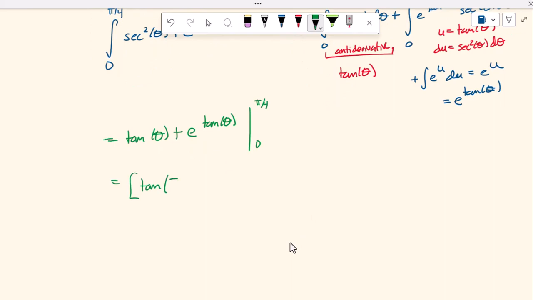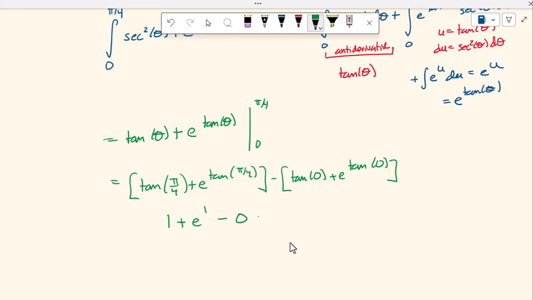So tangent pi over 4 plus e to the tan pi over 4. Make sure we know that unit circle. And then our lower would be tan 0 plus e to the tan 0. So the tangent of pi over 4 is 1. This is e to the first, minus tangent of 0 is 0, minus, because I'm going to take this and distribute it, tangent of 0 is 1. So writing this out, I get 1 plus e minus e, these cancel, and I'm left with 1.